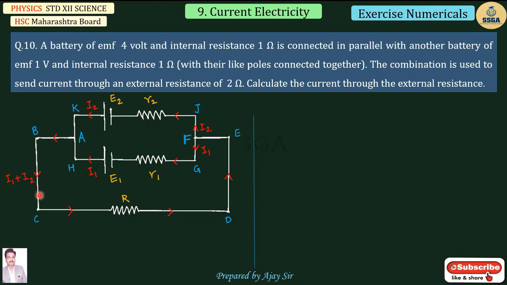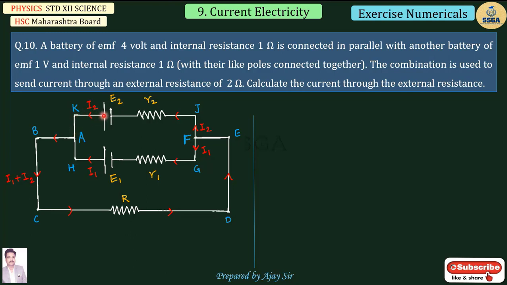So we connected this to the external resistance R, and we have to find what is the current flowing through this external resistance. Let us consider this is the first battery of EMF E1, and the current flowing from the first battery, let us call that I1. And from the second battery the current which is flowing, that is I2.